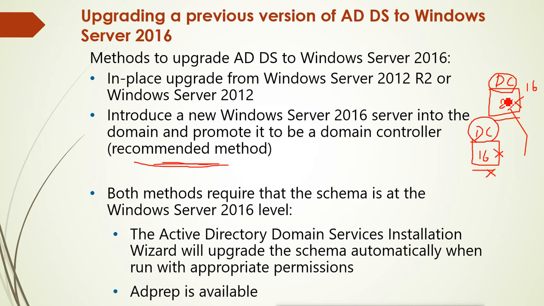So this is the preferred and recommended method. Both methods require that the schema is at the Windows Server 2016 level. When we upgrade, whether using this method or this method, we have to upgrade the functional level also. So when it was Server 2008 here, you remember the forest functional level will be on Server 2008 maximum. It cannot be on Server 2016.